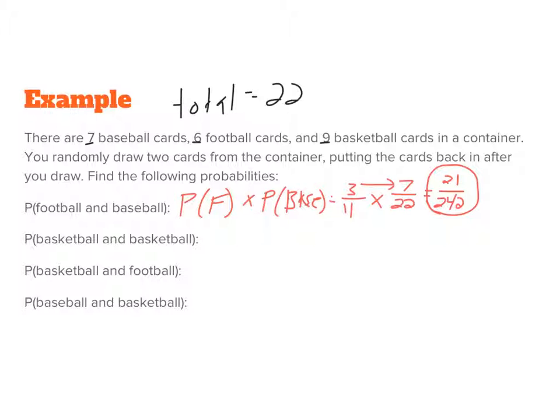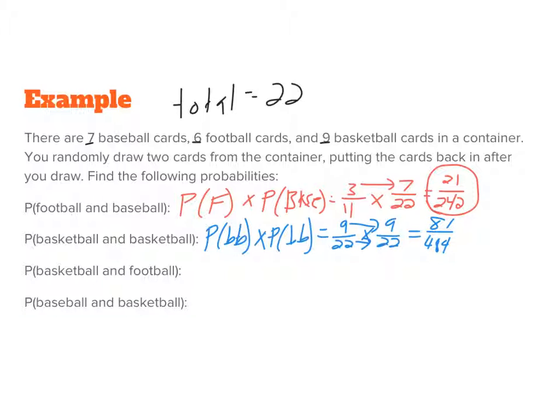I do the same thing if I want a basketball and basketball. Okay, so again, I can do that. Probability of basketball times the probability of basketball. Okay, so for basketball, it's 9 over 22. I can't simplify that down, so I'm going to multiply it by itself. 9 over 22 times 9 over 22. Multiply straight across, I get 81 on the top. 22 times 22 gives me 484. So my fraction is 81 over 484.